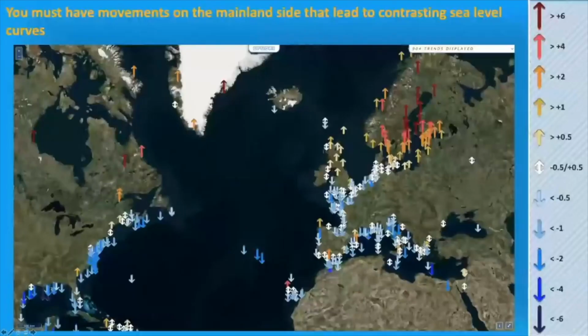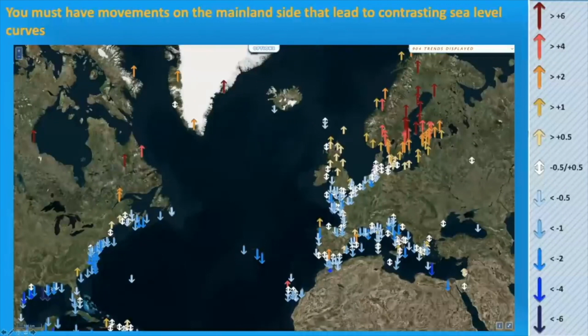Here you see the data about the movements, because only land movements can explain that. And so you have uplift of the land, and here in blue you have subsiding of the land. And in that area, of course, you have this transitional area I told you about.